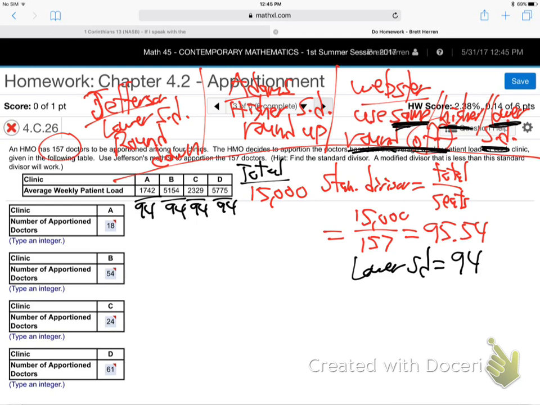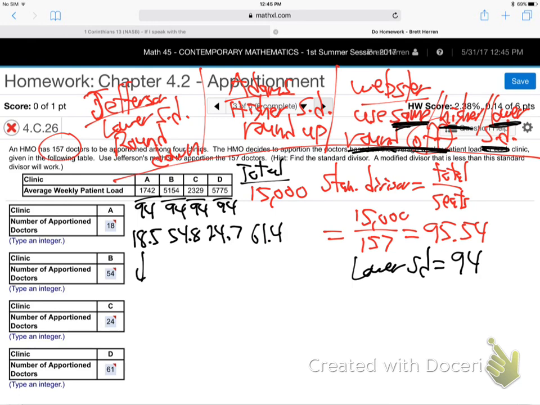Here we go. So 1742 divided by 94, 18.5. The next one, 5154 divided by 94, 54.8. The third one, 2329 divided by 94, 24.7. And the fourth one, 5675 divided by 94, 61.4. We got lucky. This is going to work. I can tell it's going to work.